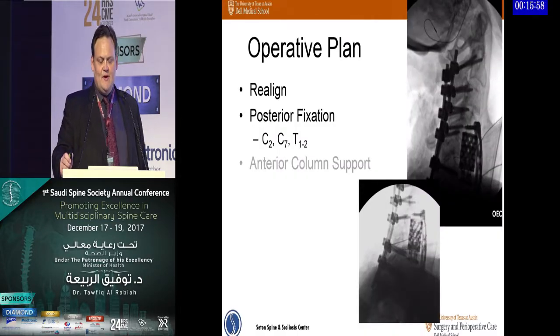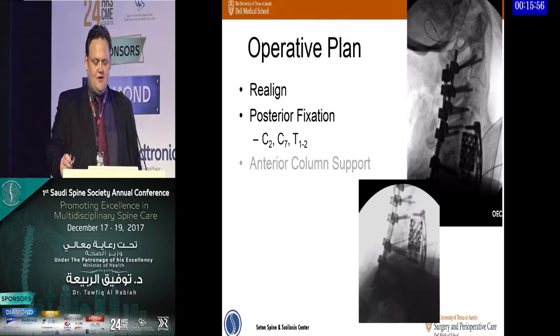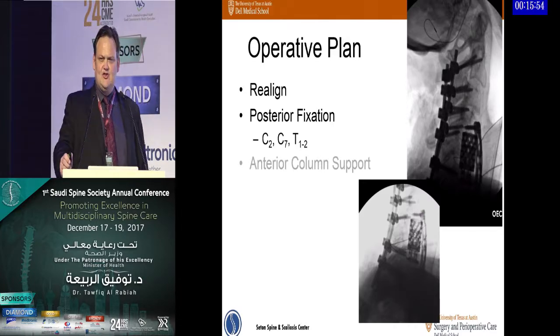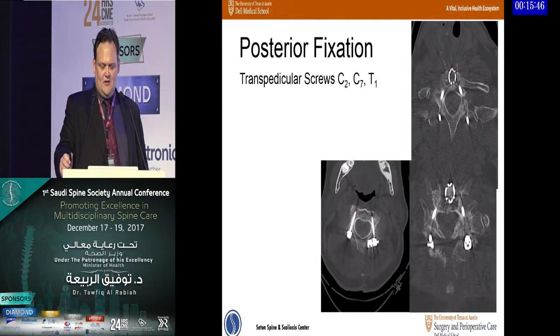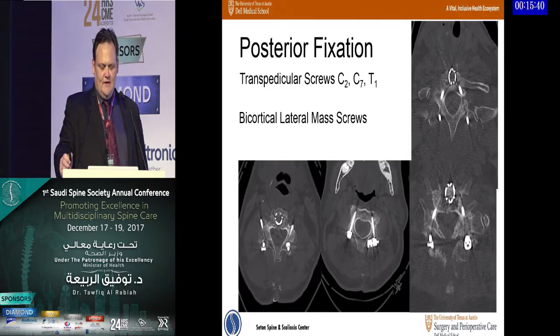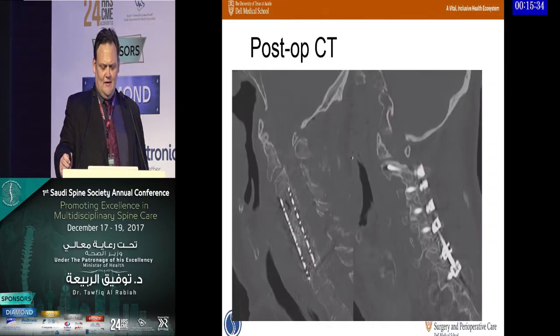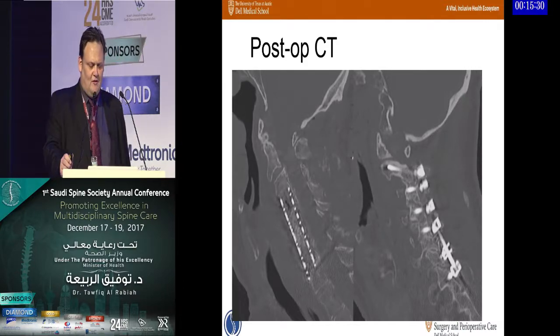So my plan was to realign the patient and then perform posterior fixation, selecting strong anchors posteriorly. Once that's done, try to achieve anterior column support by removing that cage and then replacing it with a longer strut. And you can see that transpedicular instrumentation was placed at C2, C7, and T1. Bicortical lateral mass screws were used to revise the failed lateral mass screws based on the bone quality and the revision status. Here you can see the postoperative CT with a long mesh cage.